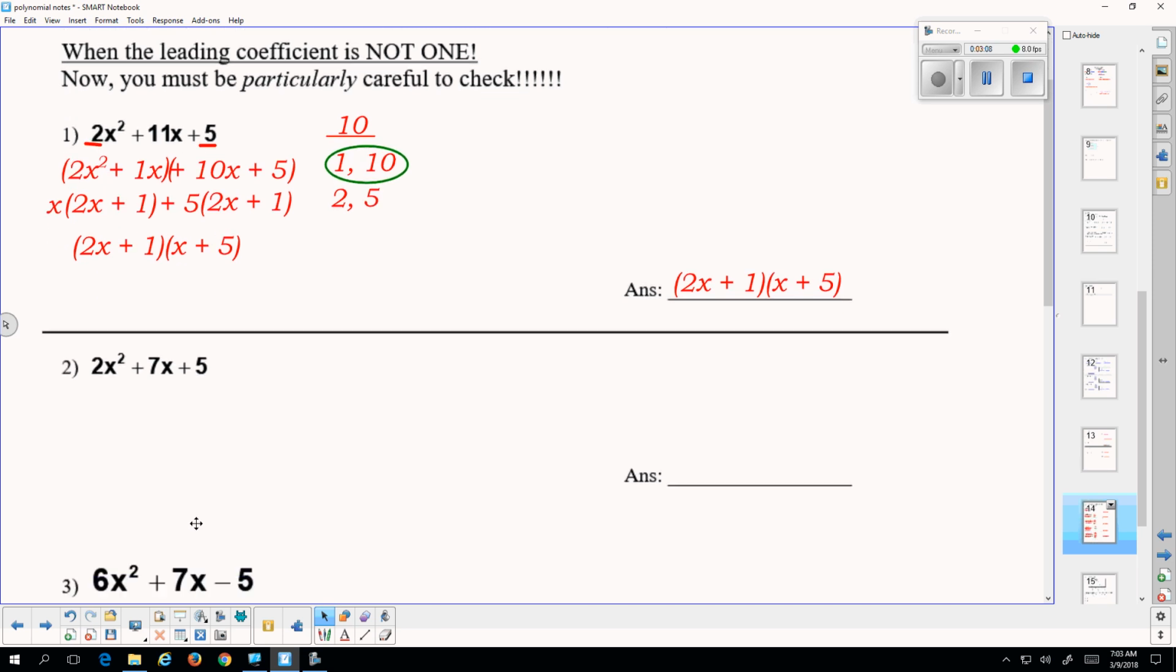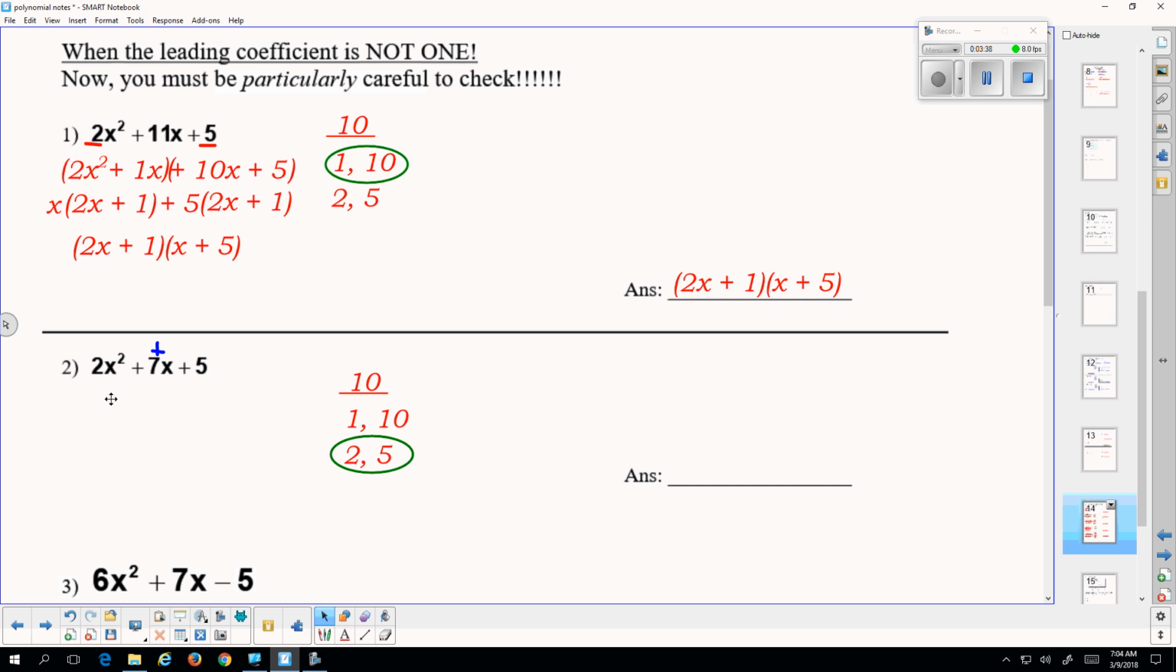So number 2, first step is to multiply the first coefficient and the last coefficient. So once again, 2 times 5 gives us 10. List all the factors of 10. Well, we already had them up here. 1 and 10 and 2 and 5. Now, which of those factors can we add to get 7? That would be 2 and 5.